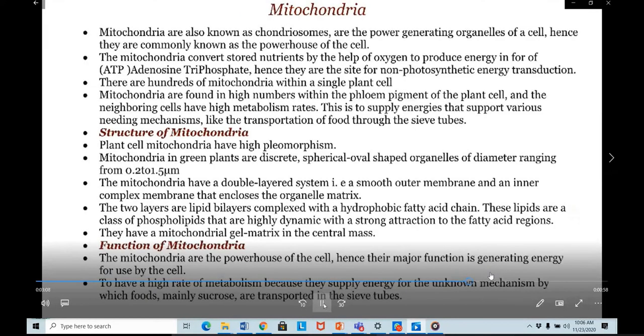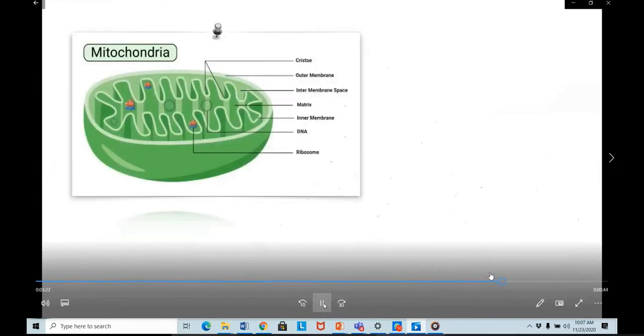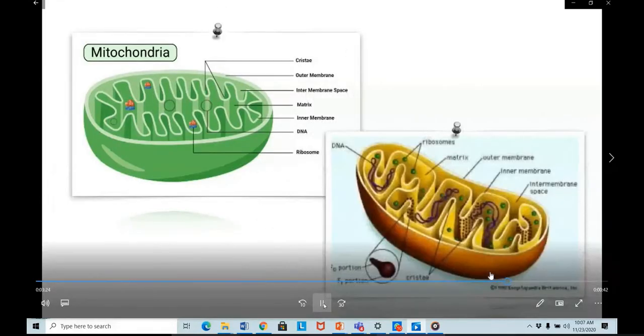Mitochondria. Mitochondria are also known as chondriosomes. They are the power-generating organelles of a cell. Hence, they are commonly known as the powerhouse of the cell. They convert the stored nutrients with the help of oxygen to produce energy in the form of ATP. These are two simple pictures of mitochondria.